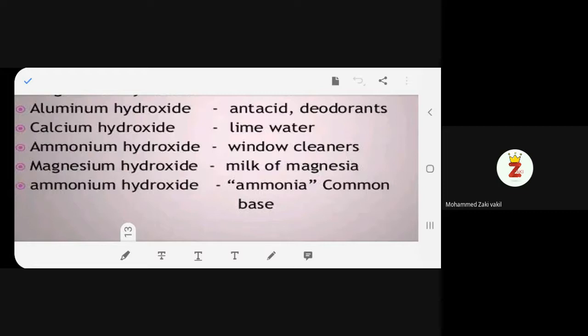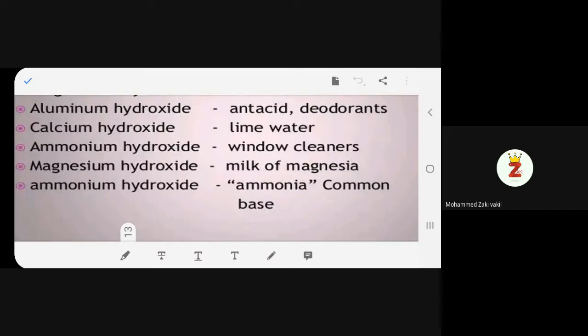Next is ammonium hydroxide, used in window cleaners. You must have observed in the news or in advertisements people cleaning the windows and glasses from outside. Window cleaners are generally people who clean from outside. They come in carriages and tie themselves with a rope. They take ammonium hydroxide in buckets and wipe the windows from outside.